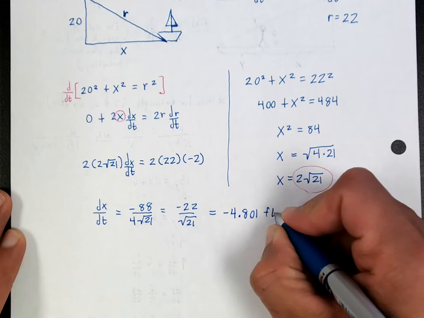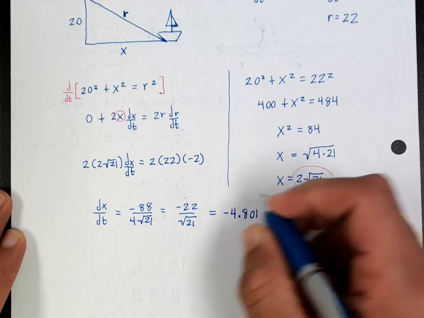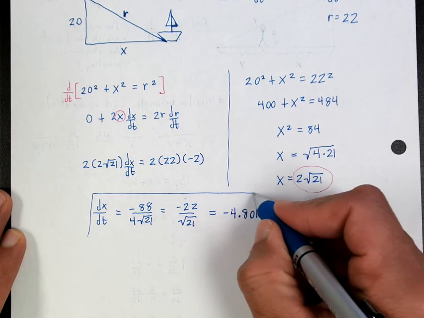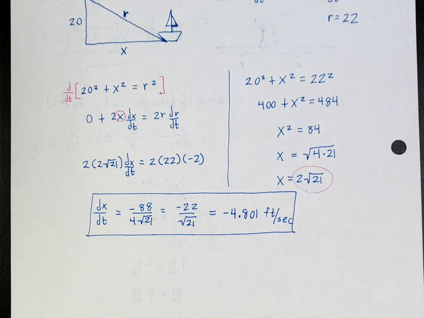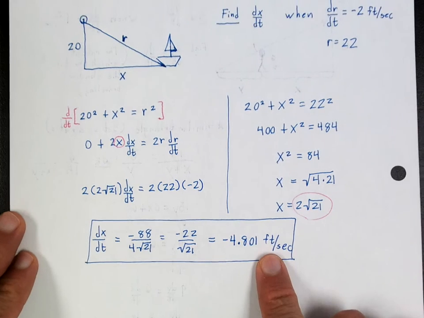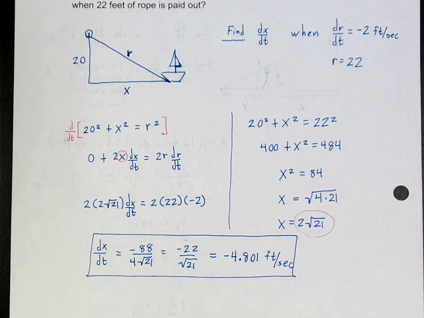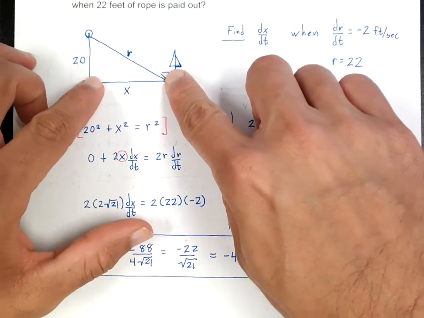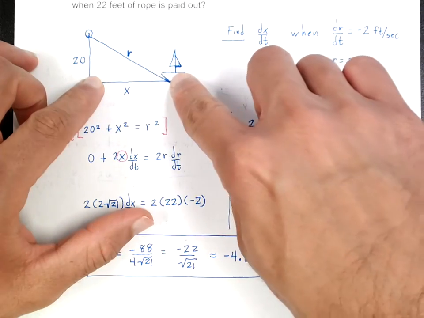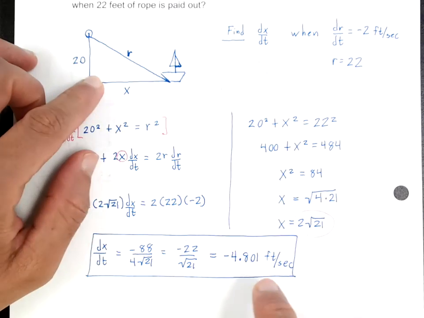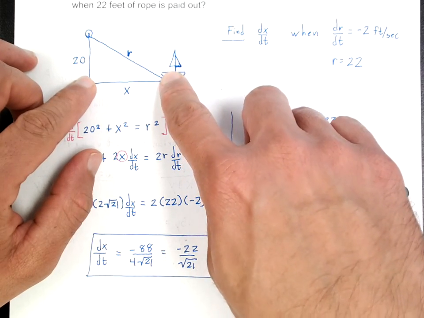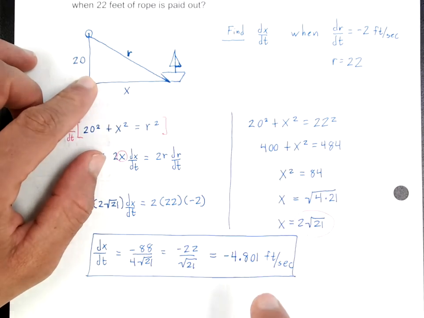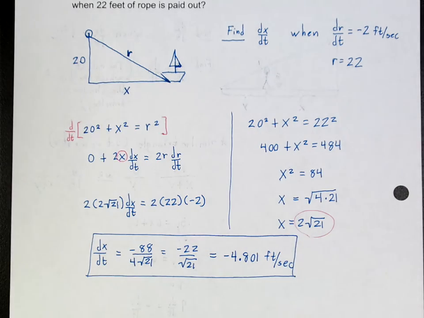Now notice that the speed at which the boat is moving is negative. Just to clarify, it's not negative because of the direction that it's moving, but because this distance right here is getting shorter. As the boat gets closer and closer, that rate is going to be negative because the rate is decreasing. So if the rate is decreasing, that's going to make it negative.